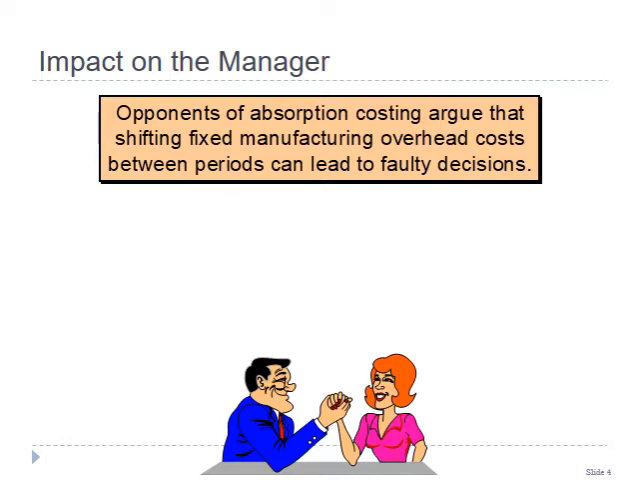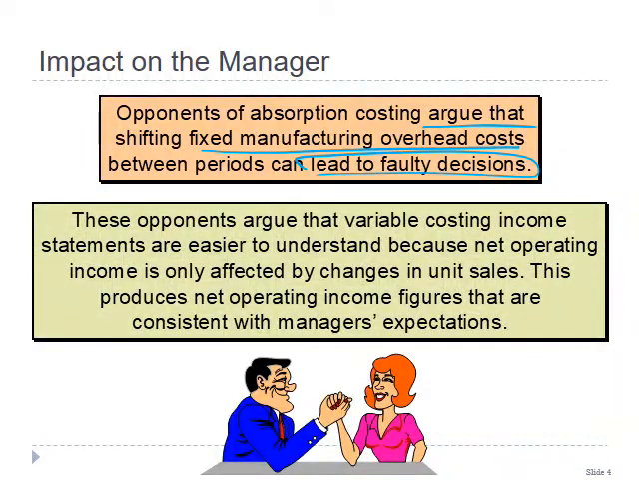So number 1, the opponents of absorption costing argue that shifting fixed manufacturing overhead cost between periods can lead to faulty decisions. These opponents also argue that variable costing income statements are easier to understand because net operating income is only affected by changes in units sold. So these produce net operating income figures that are consistent with the manager's expectations.